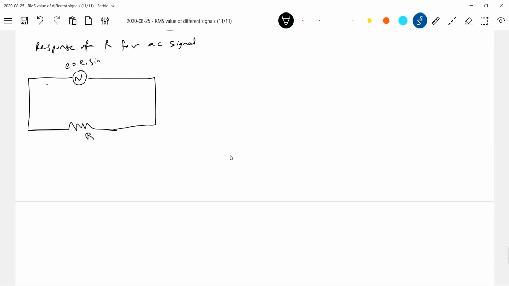E naught sine omega t. A current will flow. So what current will flow? Like an instantaneous current, and the current will alternate. So then what about the expression for I? From Ohm's law, E equal to I R, or I equal to E by R. And what is E? E naught sine omega t by R. E naught by R, I'll call it as I naught.